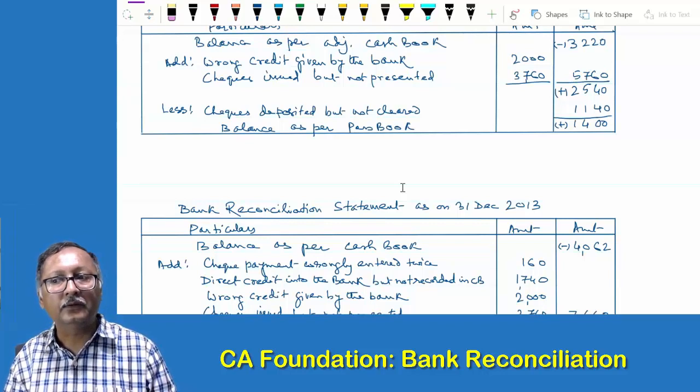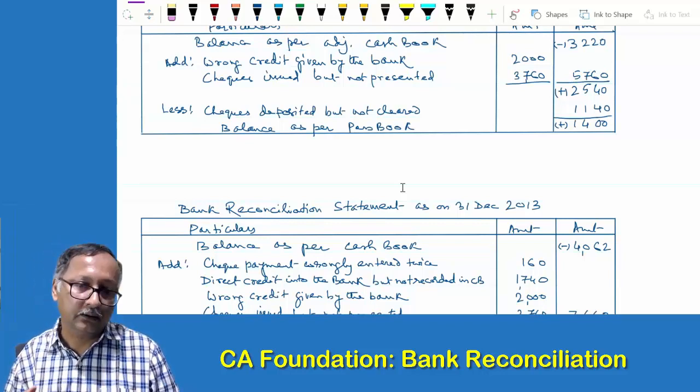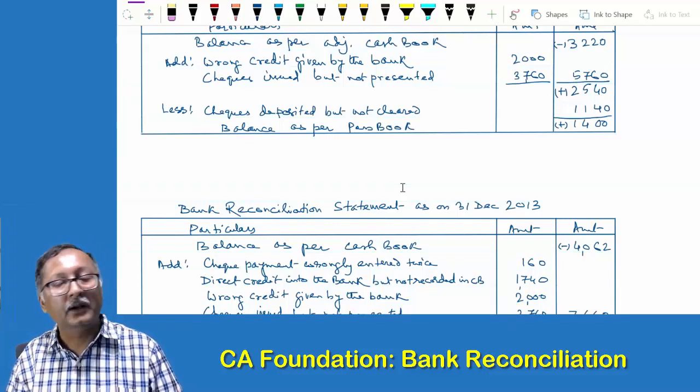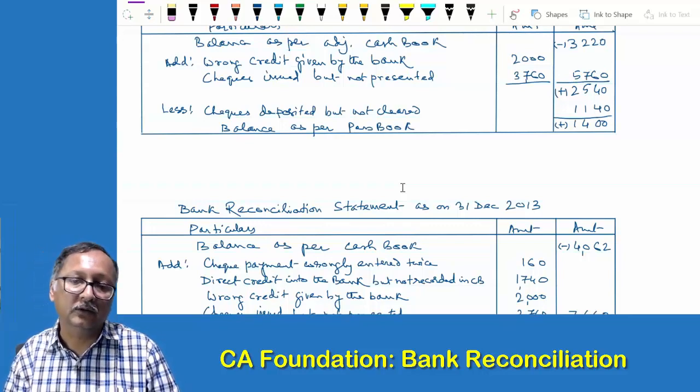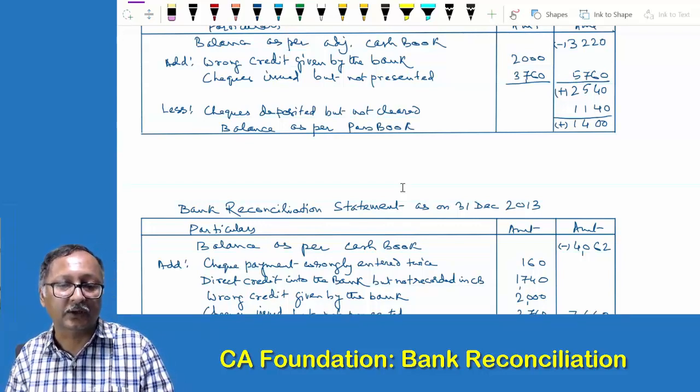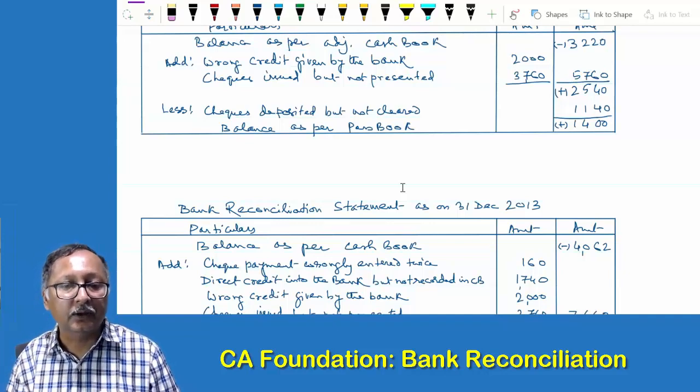And if you follow this, the thumb rule I told for doing the BRS, then you can do any entry without considering which goes to debit and which goes to credit. Just follow that logic and you can solve the problem.